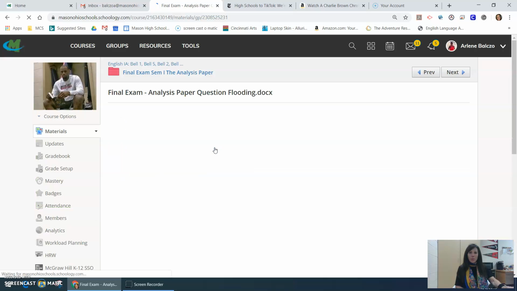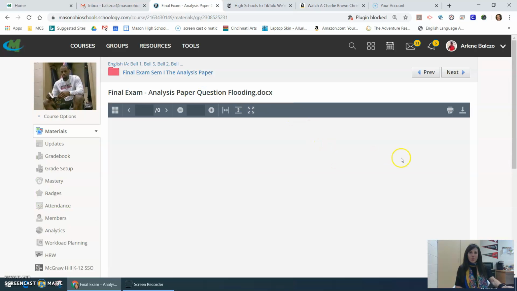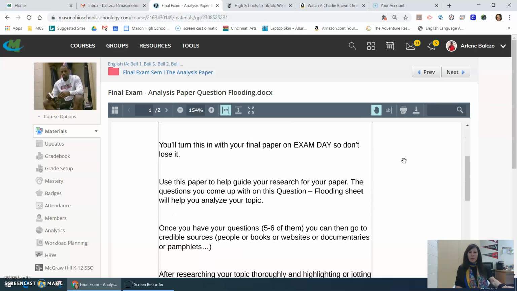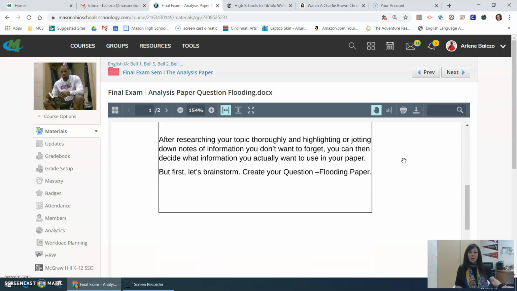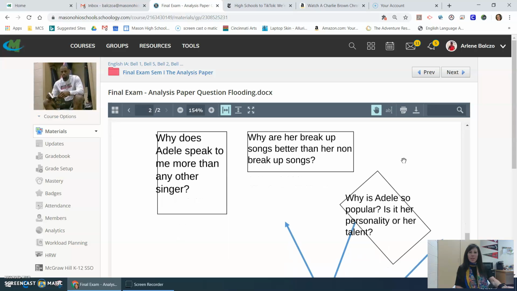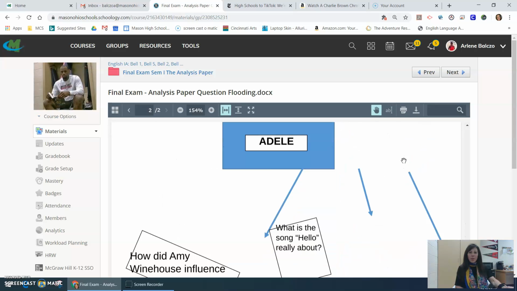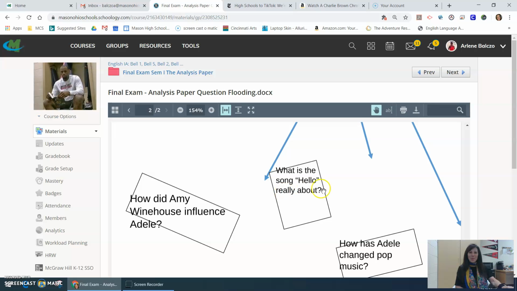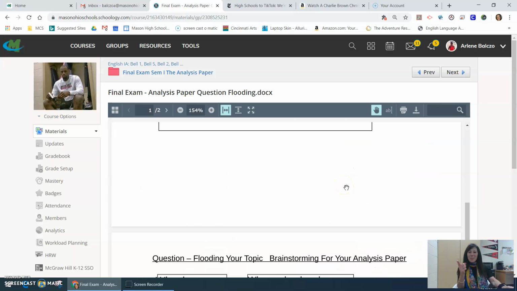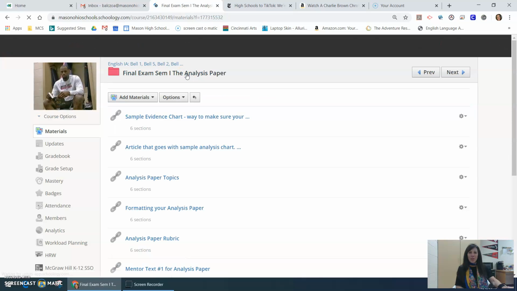This might be the brainstorming sheet. And there we go, so you have the directions on how to do the brainstorming sheet, and then an example that I did with Adele, although it didn't come across too well, since it was scanned in. My hard copies that were here at school are a better one to look at than the scanned in version.